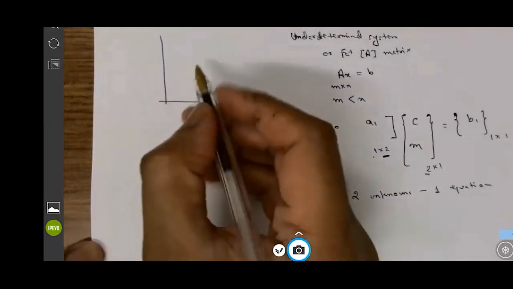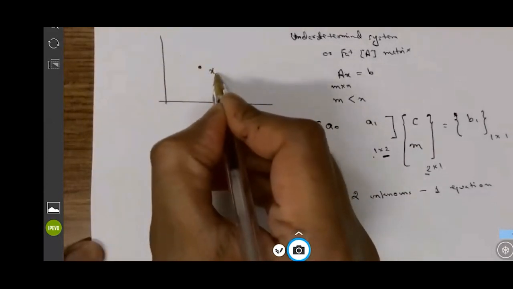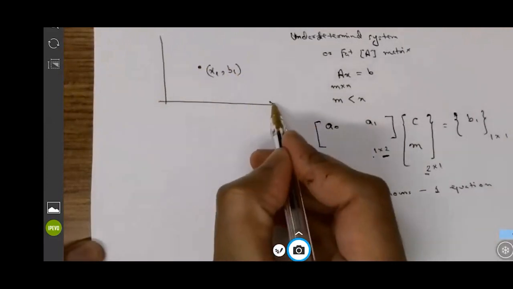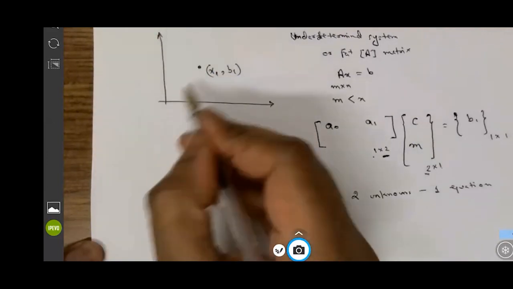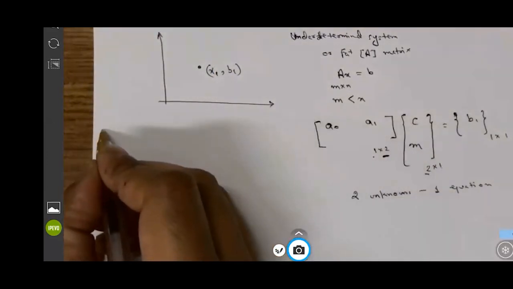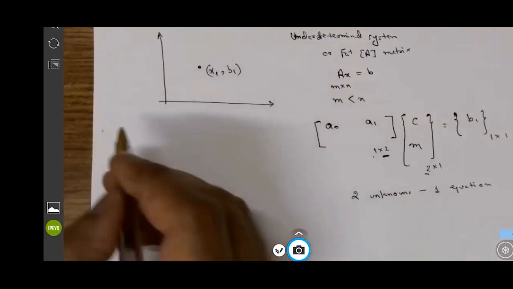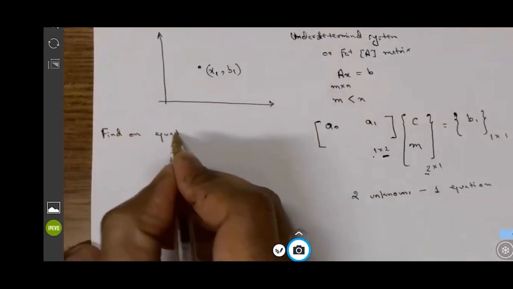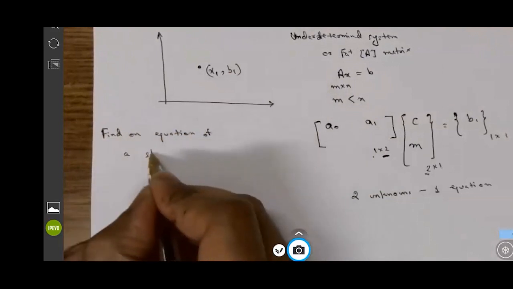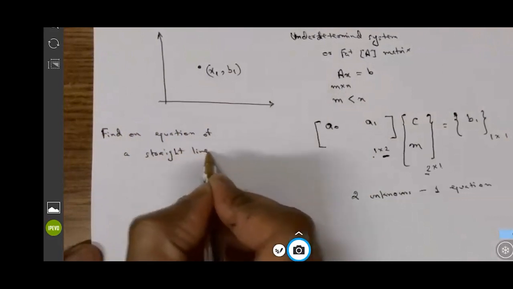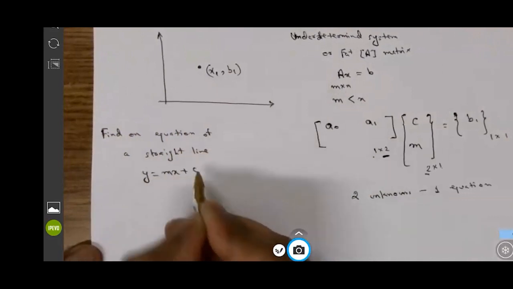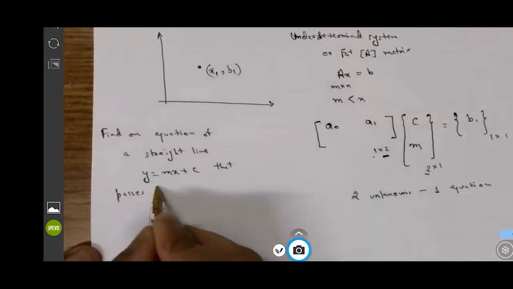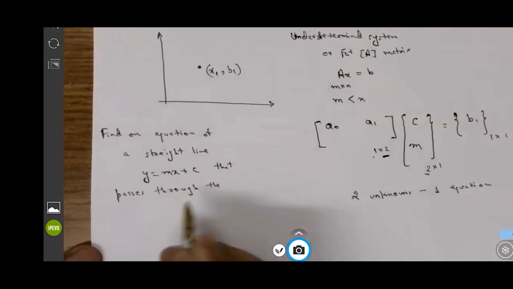So here I have only, let's say, one data point, X1, B1. And I ask you guys to find the equation of a straight line, y equals mx plus c, that passes through this given data point.